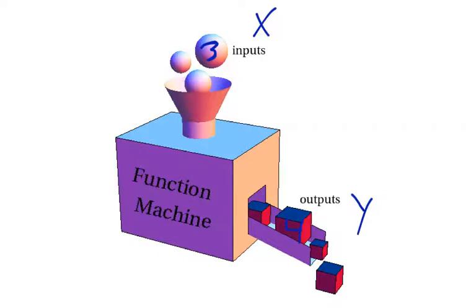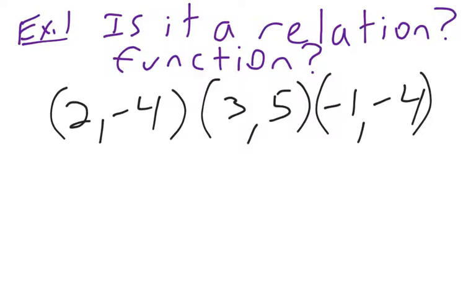Next we're going to take a look at ordered pairs and see if they're relations or functions. Alright, example 1. Is it a relation? Is it a function? We're going to copy down (2, -4), (3, 5), and (-1, -4).